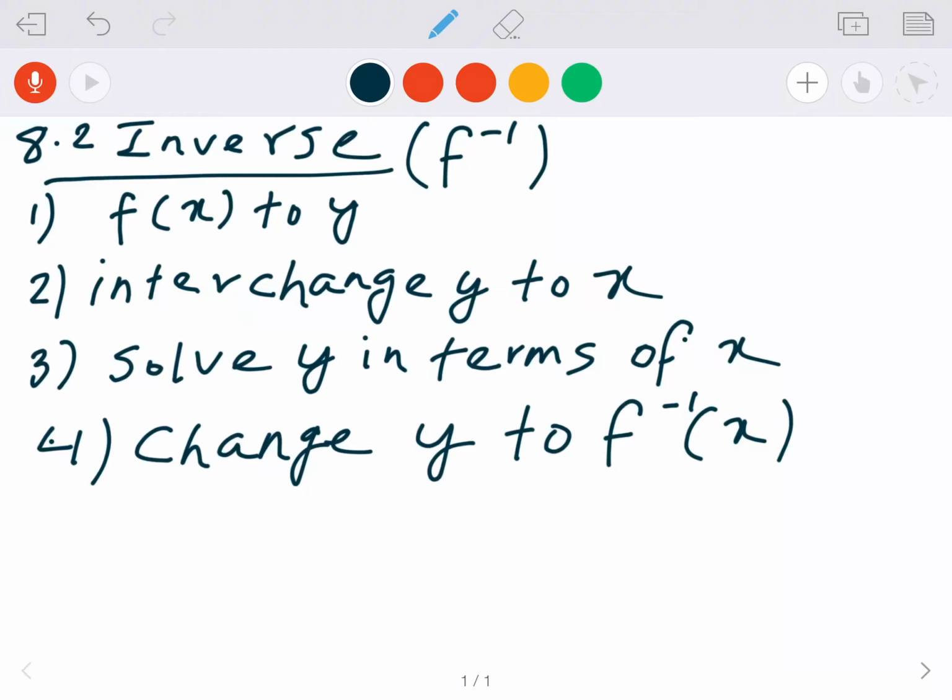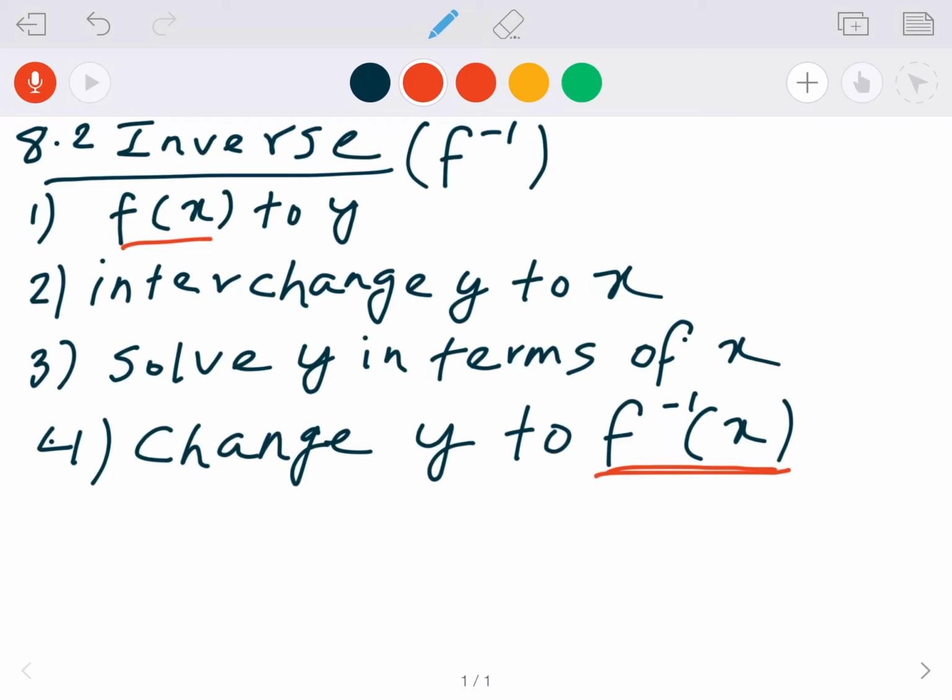Hello everyone, this is section 8.2 which is about inverse. So basically a function will be given, and we need to find the inverse of the given function. All right, and this is how we write the inverse.